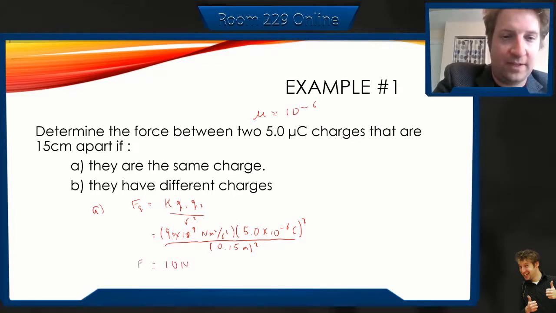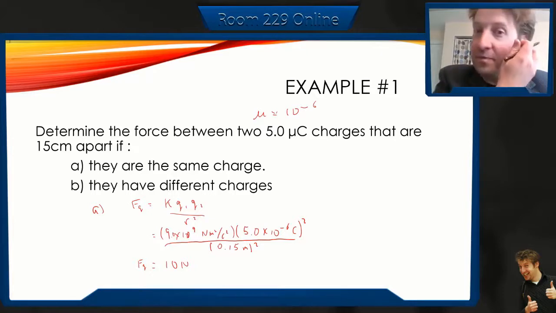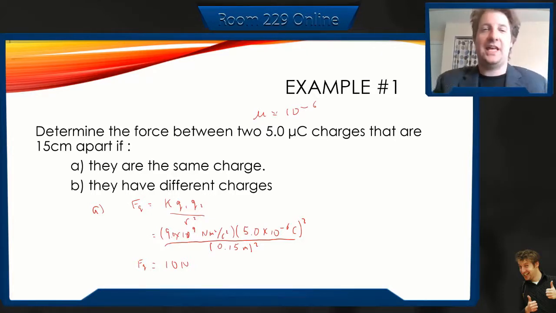So I've left this as a scalar for now. Right? But really, what does that mean? This positive 10 newtons, what is that telling us? That I got a positive number. What do we know about charges that are the same? What does the law of electric charges tell us? Same charges repel each other.